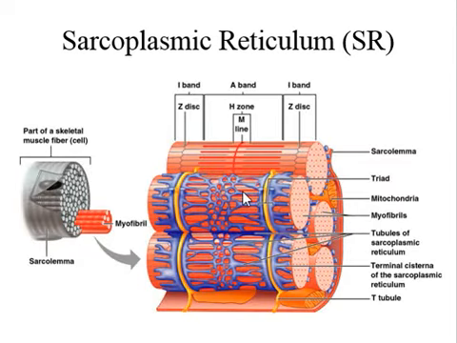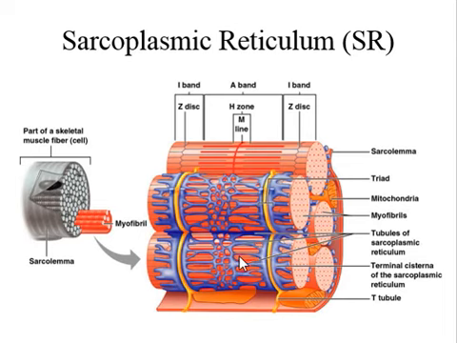Now these are the T tubules. In the terminal cisternae, only the calcium ions are stored. So whenever there is a contraction, it releases the calcium ions. They have to fix onto the troponin, and once they are fixed, the contraction occurs. Then the remaining calcium again comes back and is stored in the tubules of the sarcoplasmic reticulum itself.